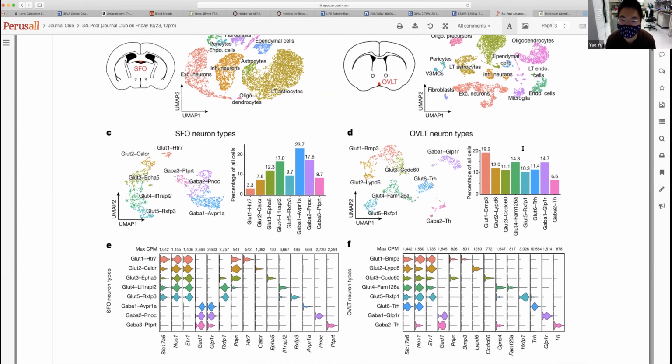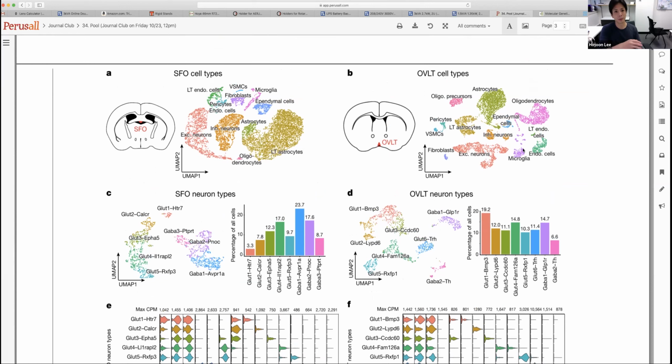Here it's completely unbiased. They're just taking SFO, dissociating all those cells, and not even picking out neurons. They're seeing astrocytes, they're seeing fibroblasts, all sorts of cells that are there, right? And the same with OVLT.